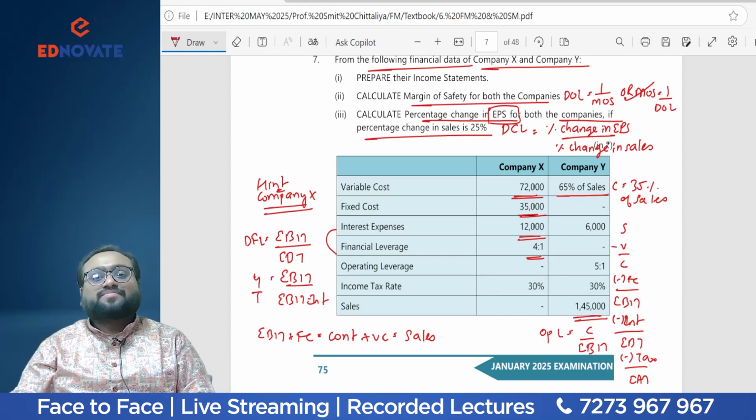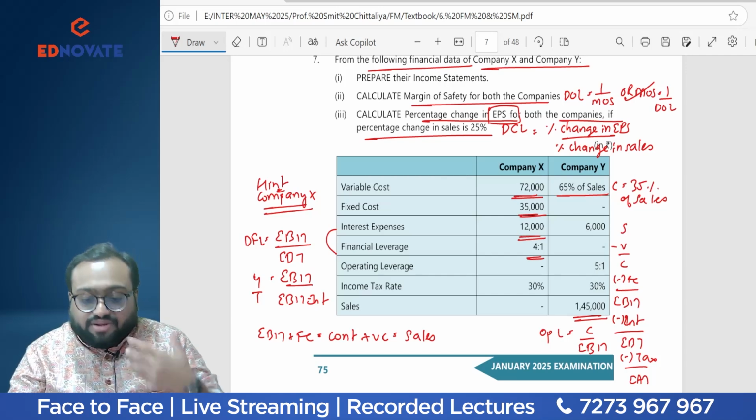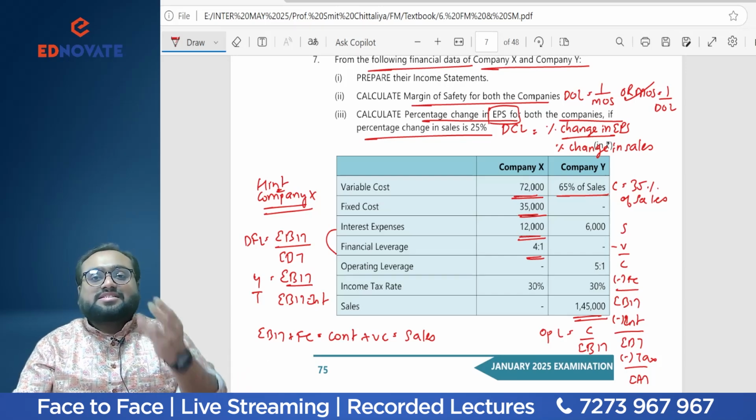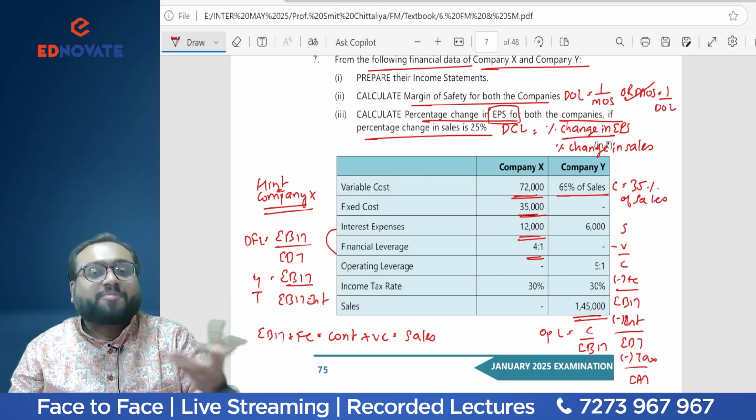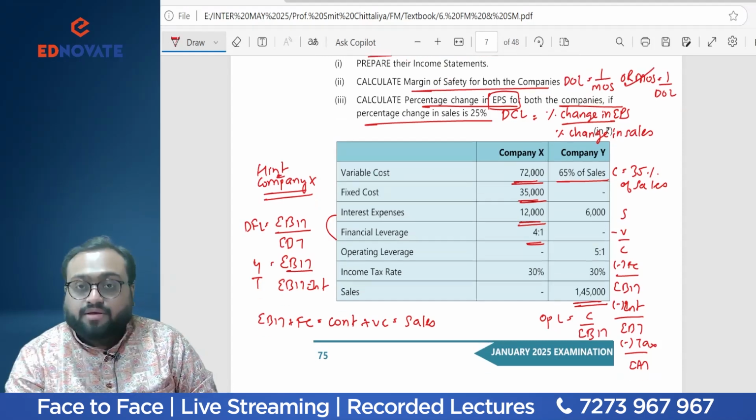Entire sum done. Very easy. Everything will be done very quickly. Just a 10 minutes job. Hope it is properly revised for everyone, students. Say yes or no. Yes, students.